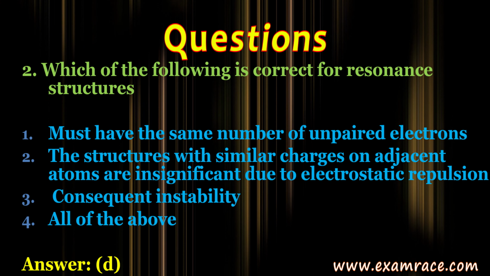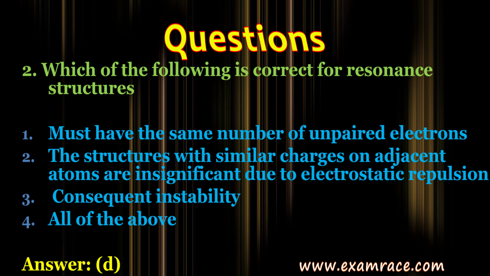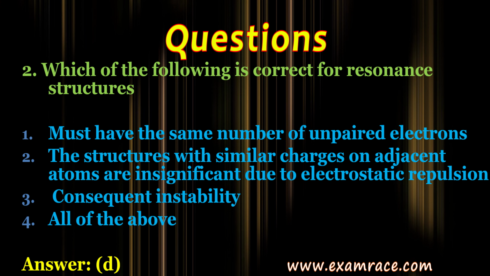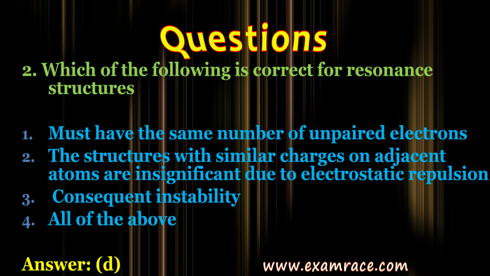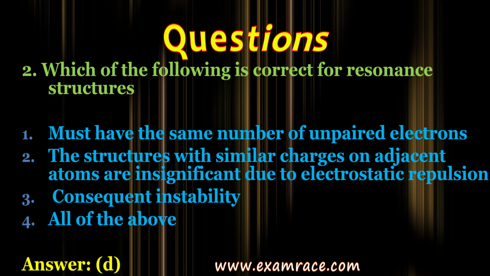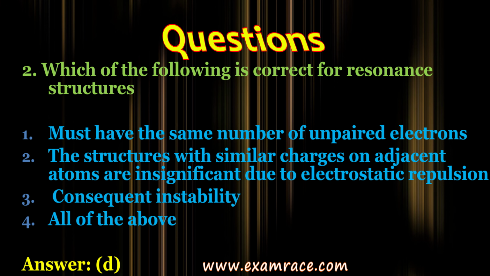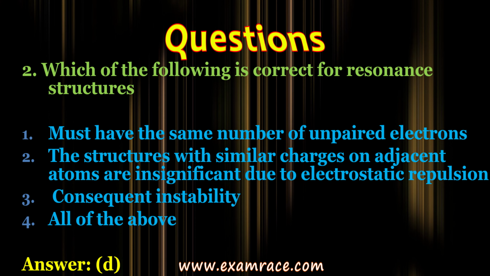The second question is: which of the following is correct for resonating structures? You are given some statements and you have to find the correct statement. For resonating structures, it is said that they must have the same number of unpaired electrons. It's true. Next is, structures with similar charges on adjacent atoms are insignificant due to electrostatic repulsion. This is a good point and this is true. And third is they have consequent instability. Yes, resonating structures are relatively unstable compared to the hybrid resonating structure. So all of the above statements for resonating structures are true.